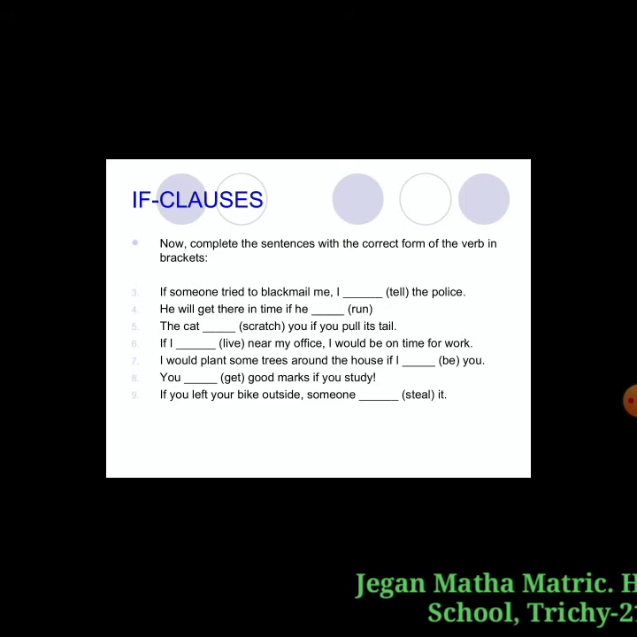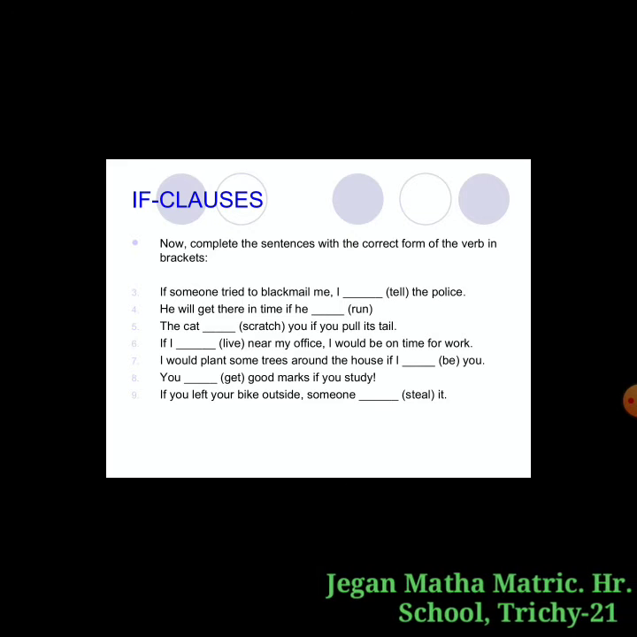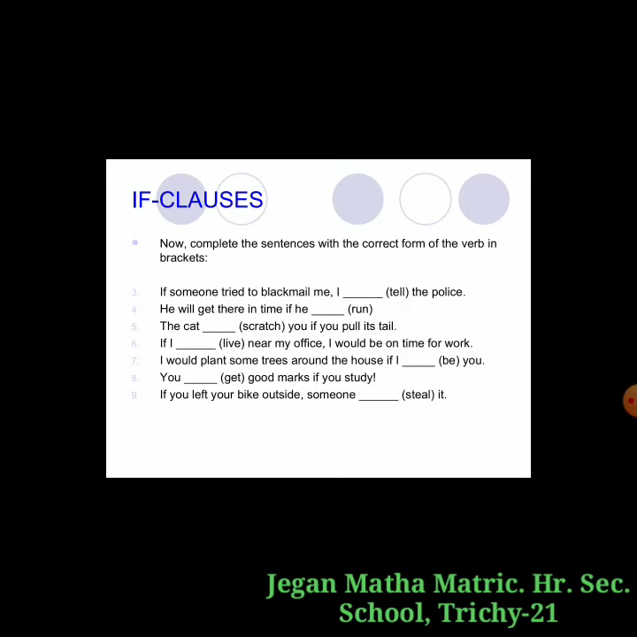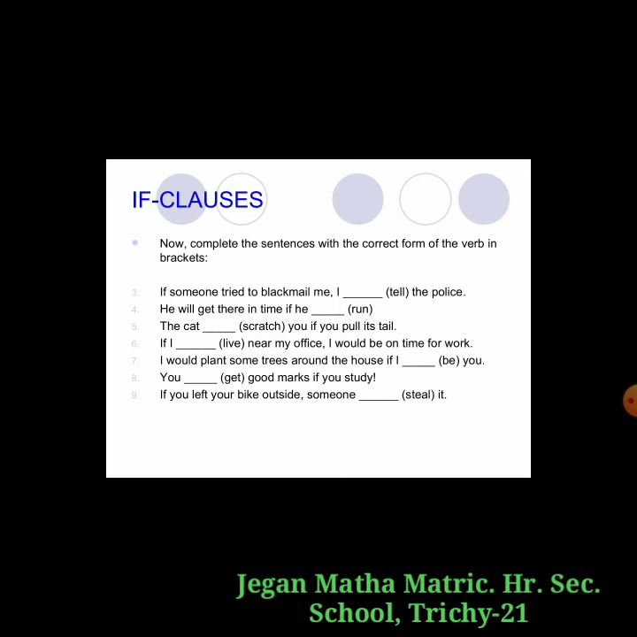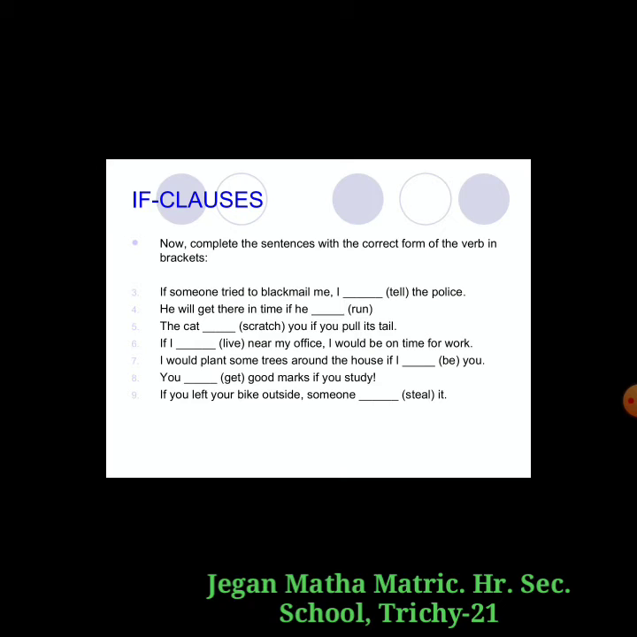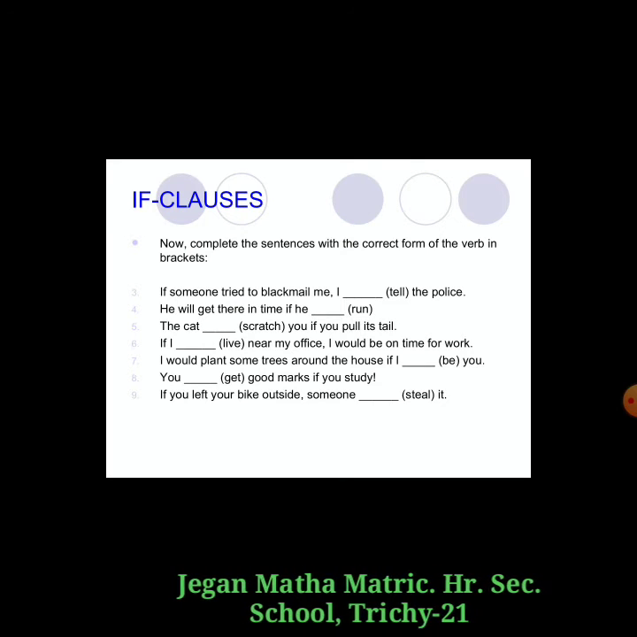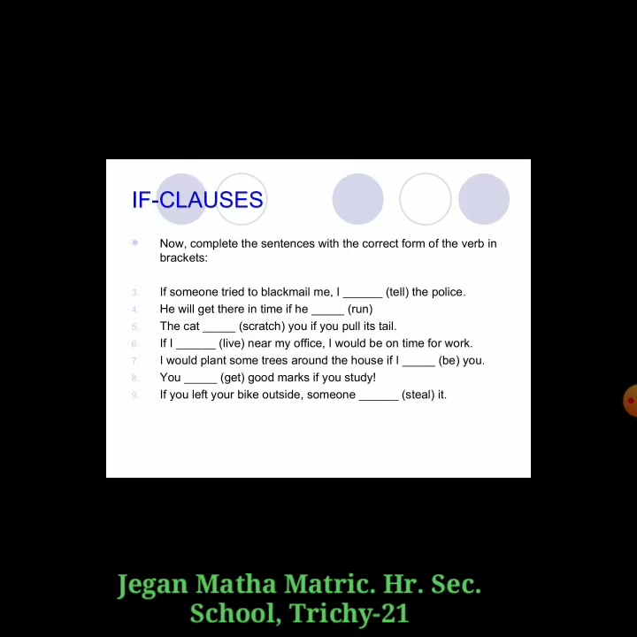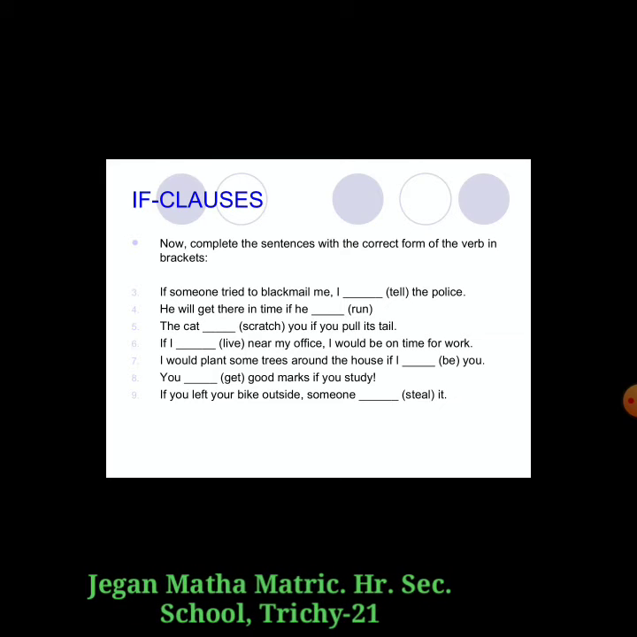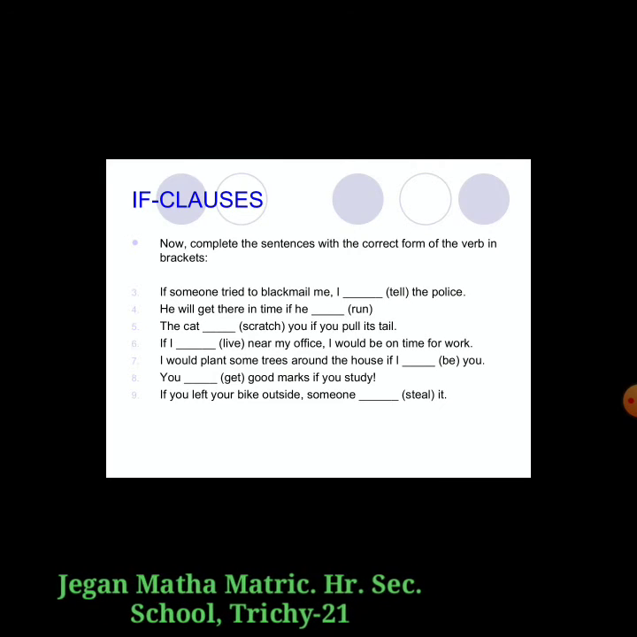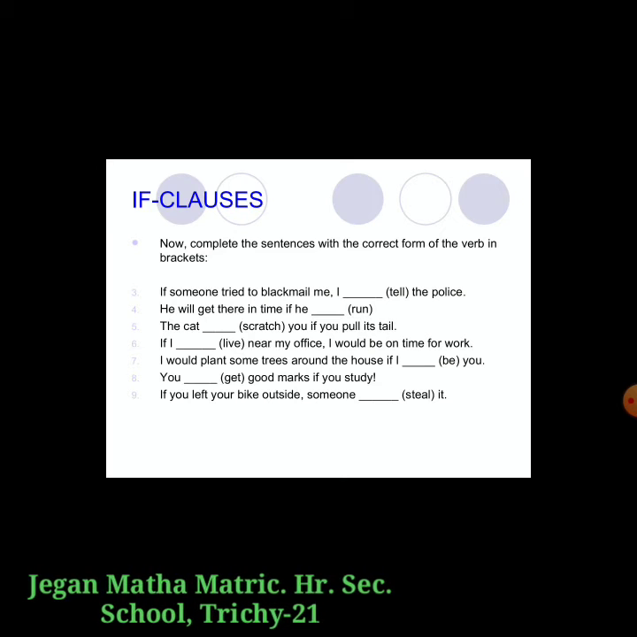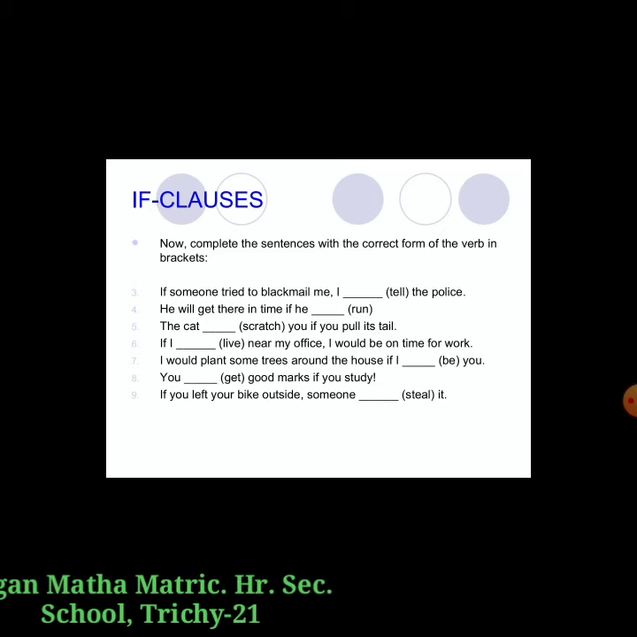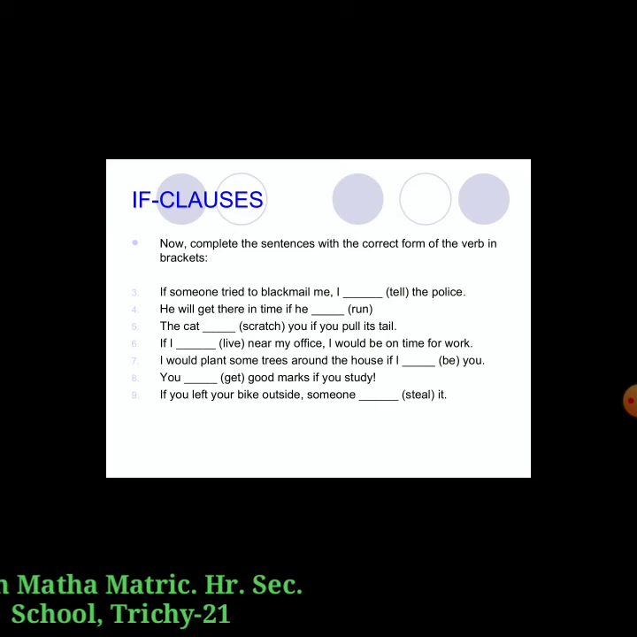Okay, next, fourth: he will get there in time if he (run). Will get, first we have to identify that. Will get is simple future, so first type. He will get there in time if he runs. Why do we use runs? Because the subject is he, she, it, so the verb takes s. So if he runs is the if clause, and the result part is the main clause, he will get there in time.